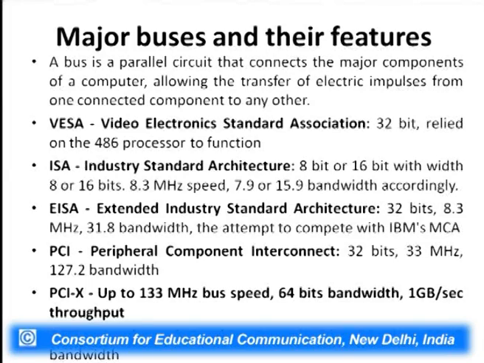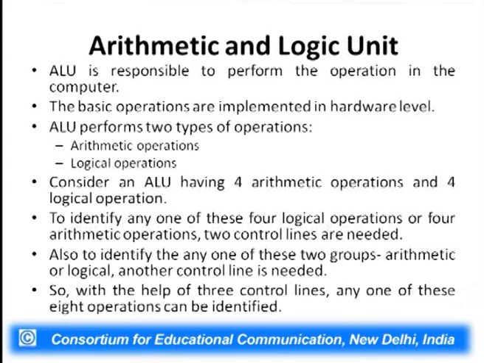To the extended industry standard architecture, PCI, which is peripheral component interconnect, PCI-X, which has up to 133 megahertz bus speed, 64-bit width, and 1 gigabyte per second throughput. To the accelerated graphics port, which is currently very popularly used, which carries 32-bit data at 66 megahertz, with 254.3 bandwidth.